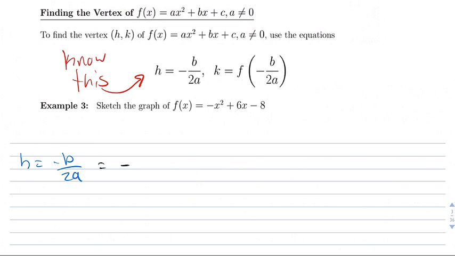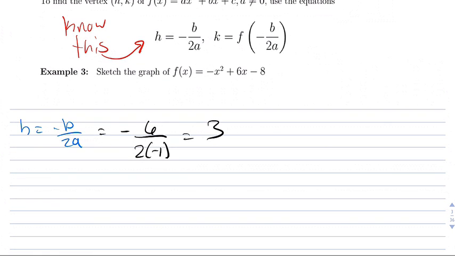If we want the coordinates of the vertex, we would say negative b. Our b in this case is 6, so it's -6 over 2a, 2 times -1. Then that's 6 divided by 2, which is 3. So the x coordinate of our vertex should be 3.